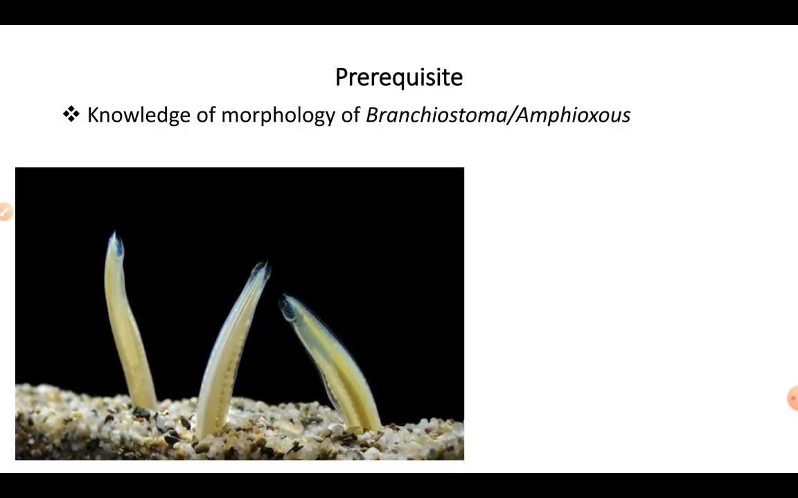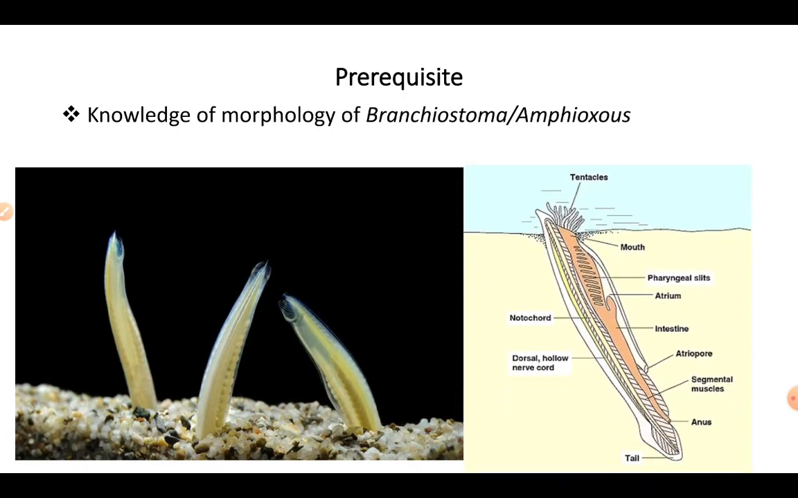Now this is the picture of Amphioxus in its original habitat, and you are very familiar with this diagram, wherein you have learned about the functions of oral cirri, the mouth, the pharyngeal gill slits, the atrium, the intestine, the hindgut, anus and the atriopore. All this we have discussed while learning about the feeding mechanisms in Amphioxus.